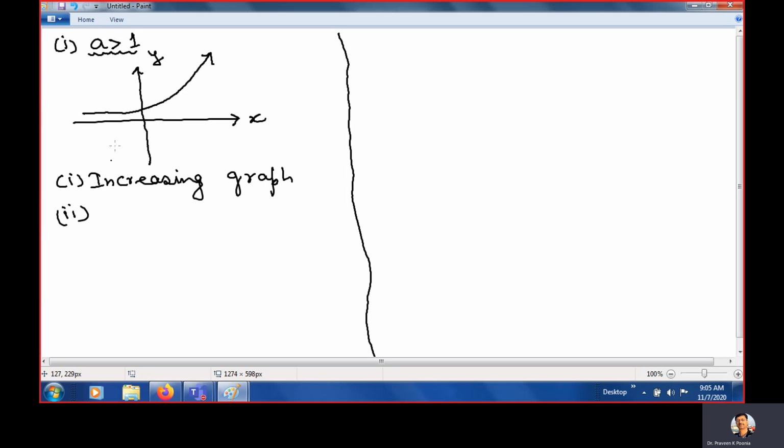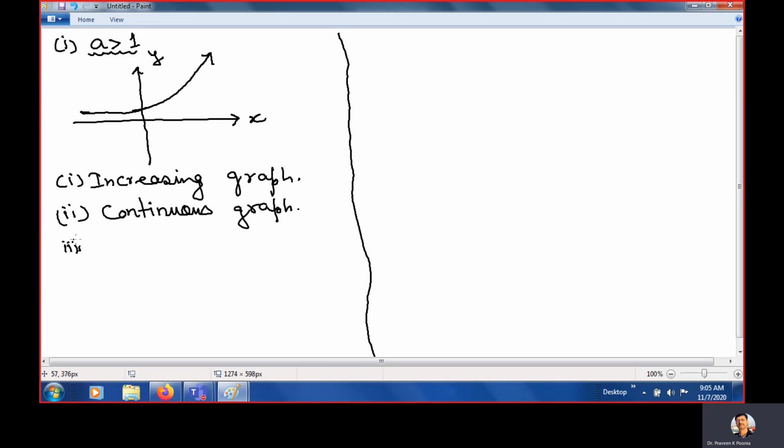Number two, what do we conclude? If we put the pen here, it keeps moving, moving, moving. We do not give any break. So it is a continuous graph. There is no break in the graph.